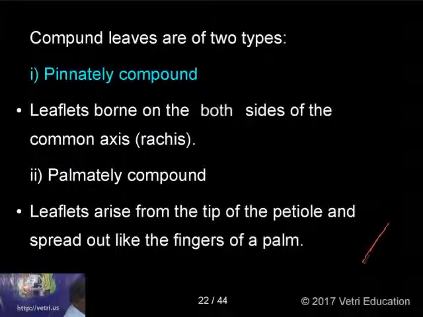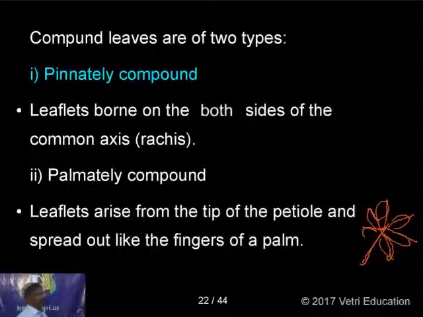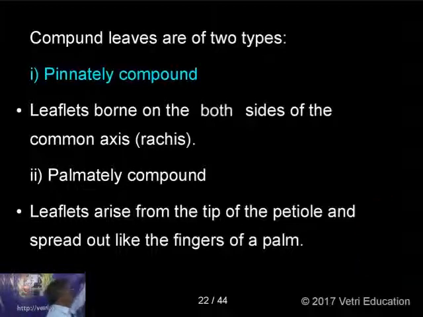At the end of the petiole, you can find this is one leaf, this is another leaf, another leaf. These are the leaflets. Leaflets are found like this. This is called a palmate compound leaf. So in pinnate compound leaves, the leaflets are borne on the lateral sides of the common axis. In palmate, the leaflets arise from the tip of the petiole and spread out like the fingers in a palm. That is palmately reticulate venation.